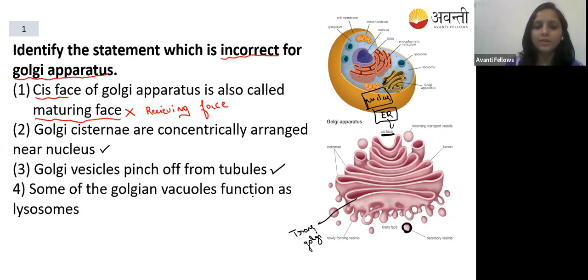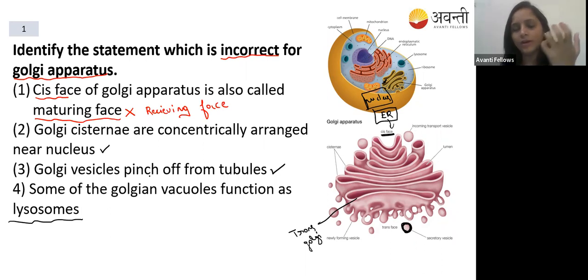Coming to the fourth option: some of the Golgi vacuoles function as lysosomes. Whenever the hydrolase enzymes are secreted from the endoplasmic reticulum, they are transported through the Golgi apparatus. In the Golgi, it buds off and a vesicle is formed. Some of these act as lysosomes. This budded-off vesicle has the hydrolase enzymes which act as the lysosome. Actually, our lysosomes originate from the Golgi apparatus only. That is the reason option four is also correct.